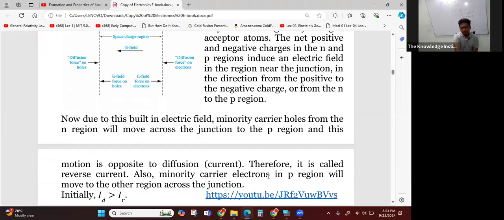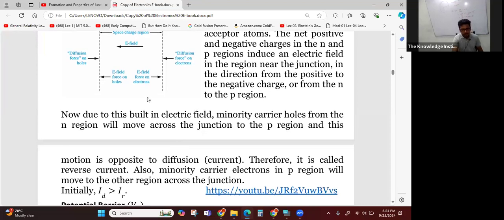Also, minority carrier electrons in the P region will move to the other region across the junction. So initially ID is larger than IR, right? Okay, so that one I'll explain here.